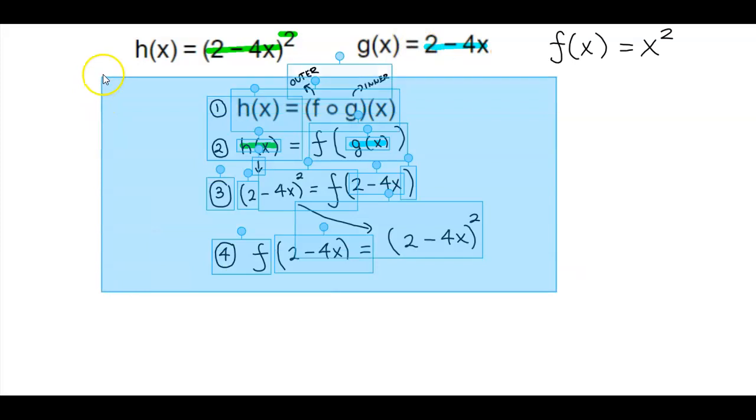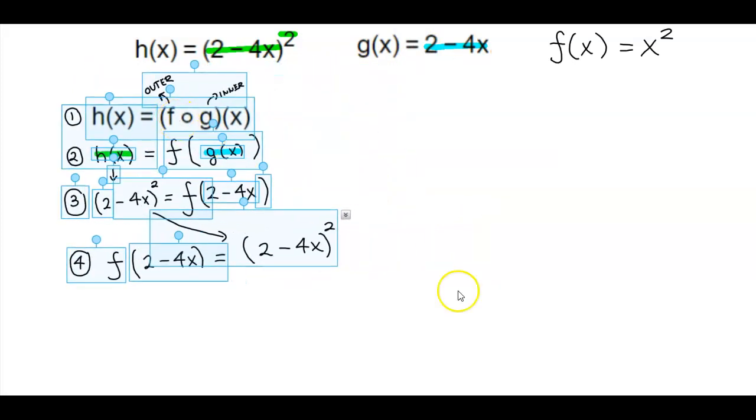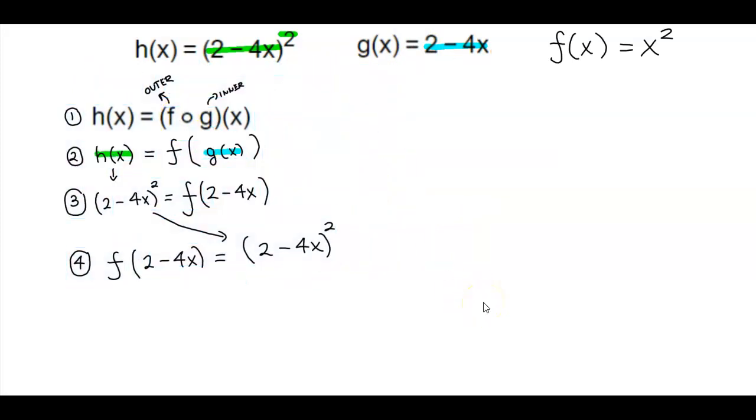So in order to check, let's do that, right? Let's start again from the following. Let's say that we wanted to find f composite g of x. So if we want to find f of g of x, let's see if that checks. Okay, well, we know that g of x is 2 minus 4x, right?